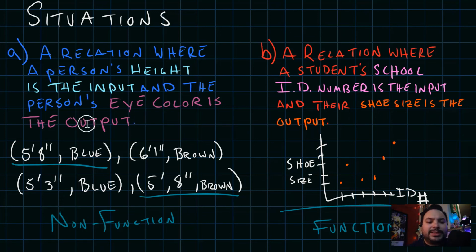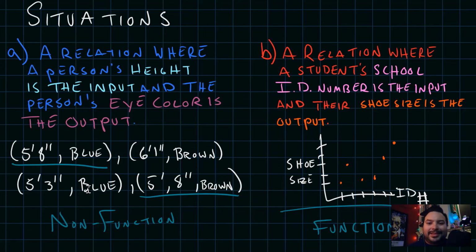So for this example, I listed some different heights and different eye colors in ordered pairs as coordinate pairs. And what I discovered is that it is possible to potentially have someone who is 5'8" and have blue eyes, and another person could be 5'8" and have brown eyes. So because the same input has potentially two different outputs, this situation would not be considered a function.